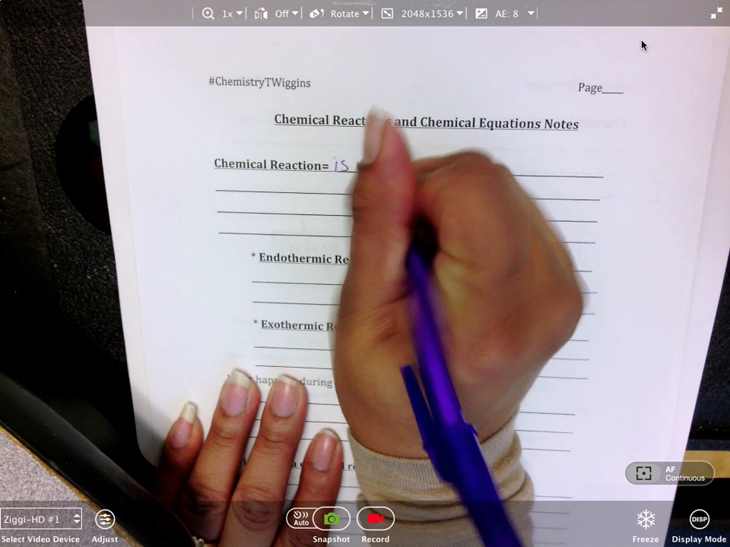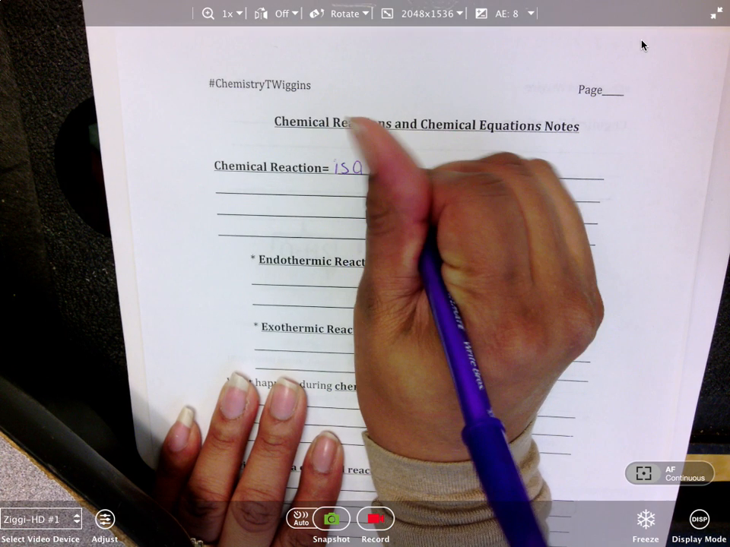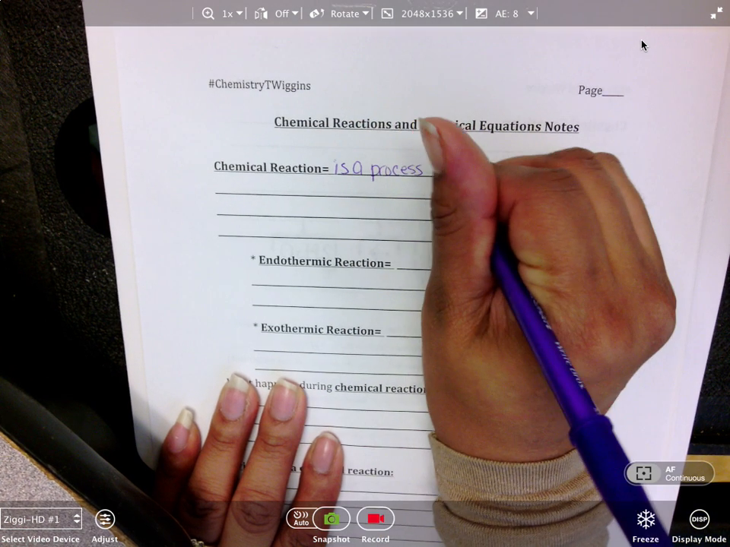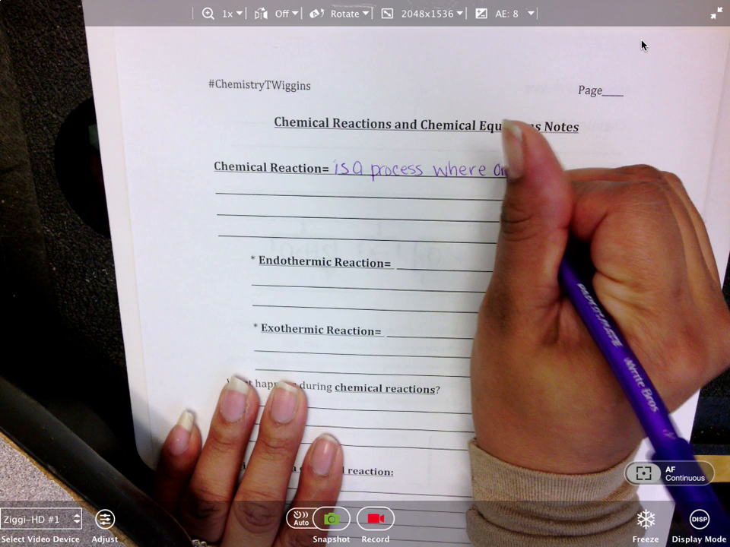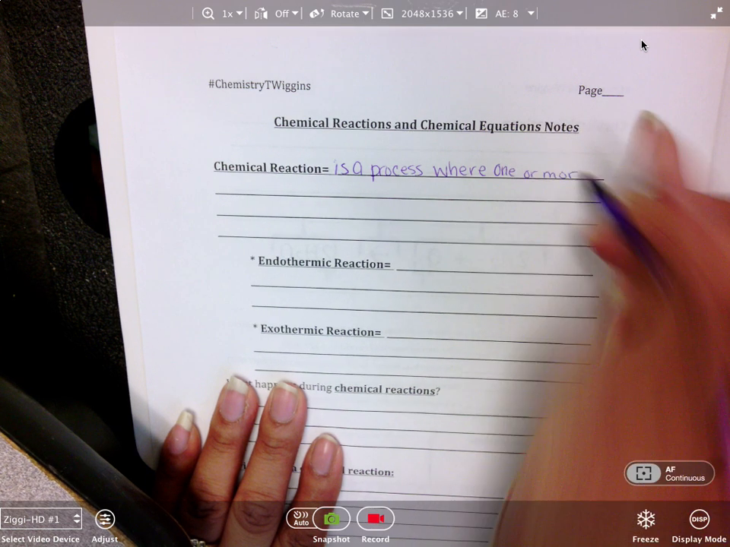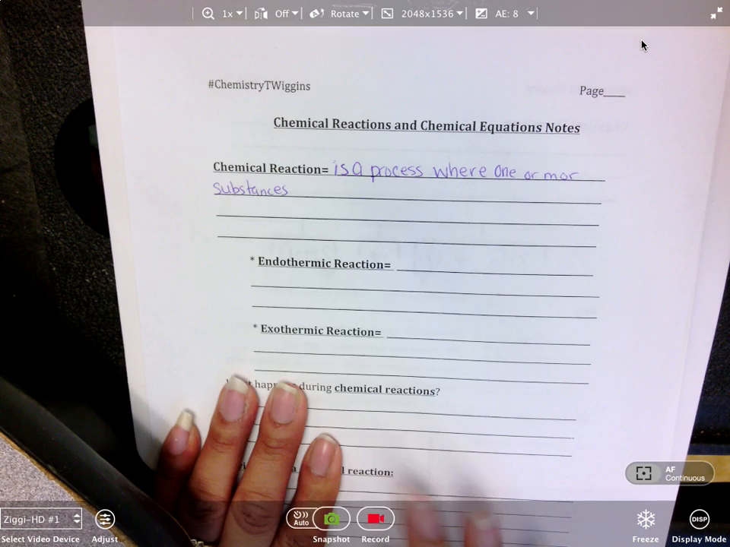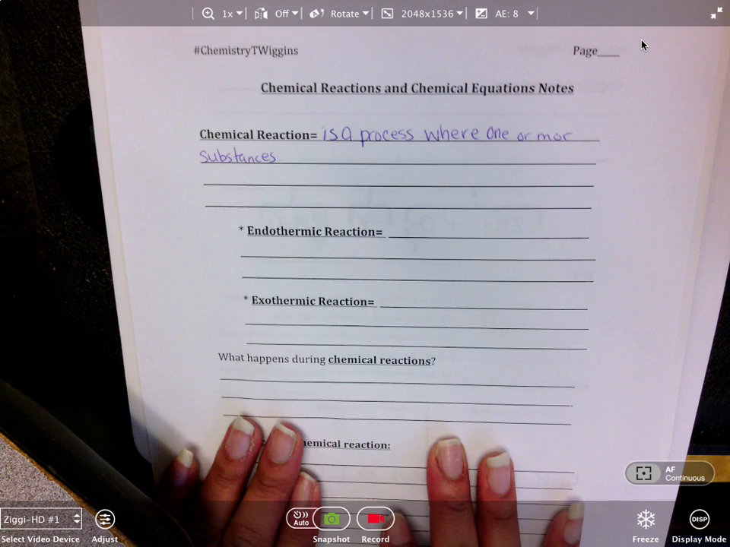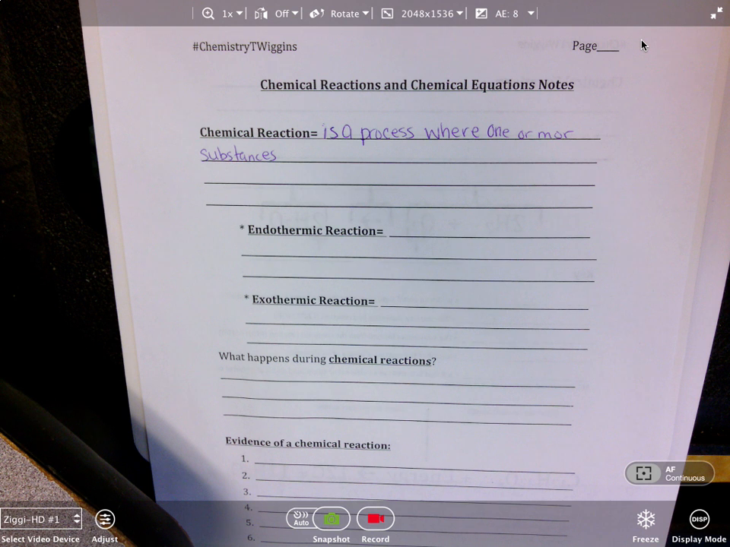You should be writing because I'm writing. It's a process where one or more substances. Now, thinking back to your notes when we did a tree map and we broke down what matter was, we said it was a substance or a mixture. What are substances? You need to be getting in your notes. This would be on your notes when you had page 18, types of matter.